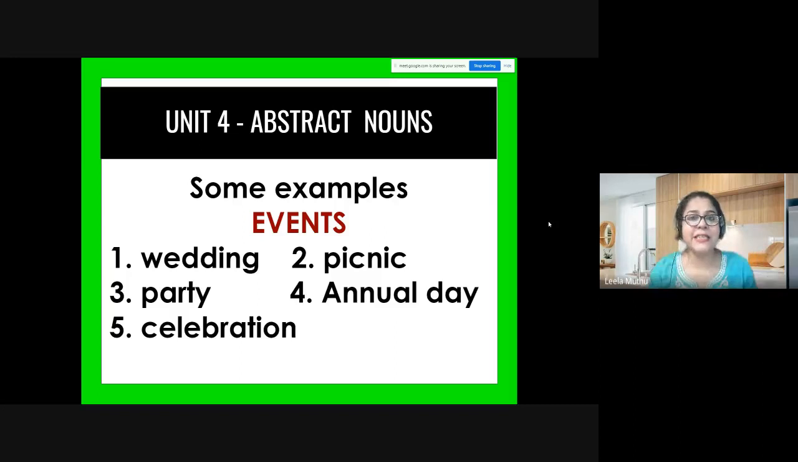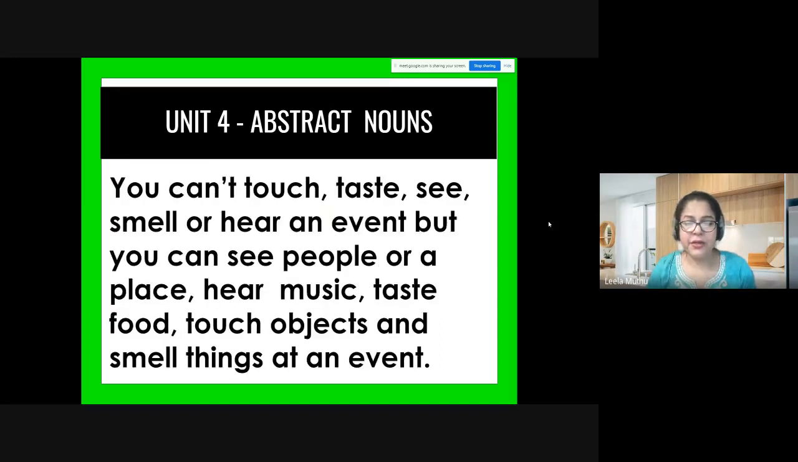A party is an abstract noun. A celebration, an annual day, a picnic, all these are abstract nouns, but the things that make up these events are all concrete nouns. Now you can't touch, taste, see, smell, or hear an event, but you can see people at a place. You can hear music. You can taste the food. You can touch the objects and smell things at an event. So let's make that really clear. An event is an abstract noun.